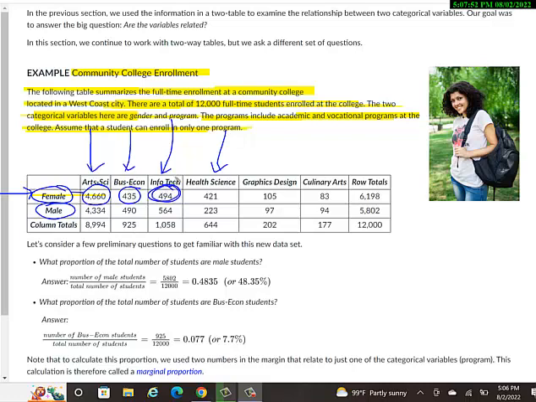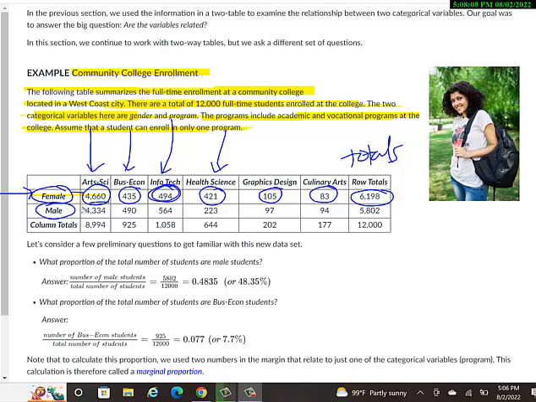So information technology, 494, we're in that program. Health sciences, 421 were in there. Graphic design, 105. Culinary arts, 83. And then we have the totals here. Total 6,000 and some change females.